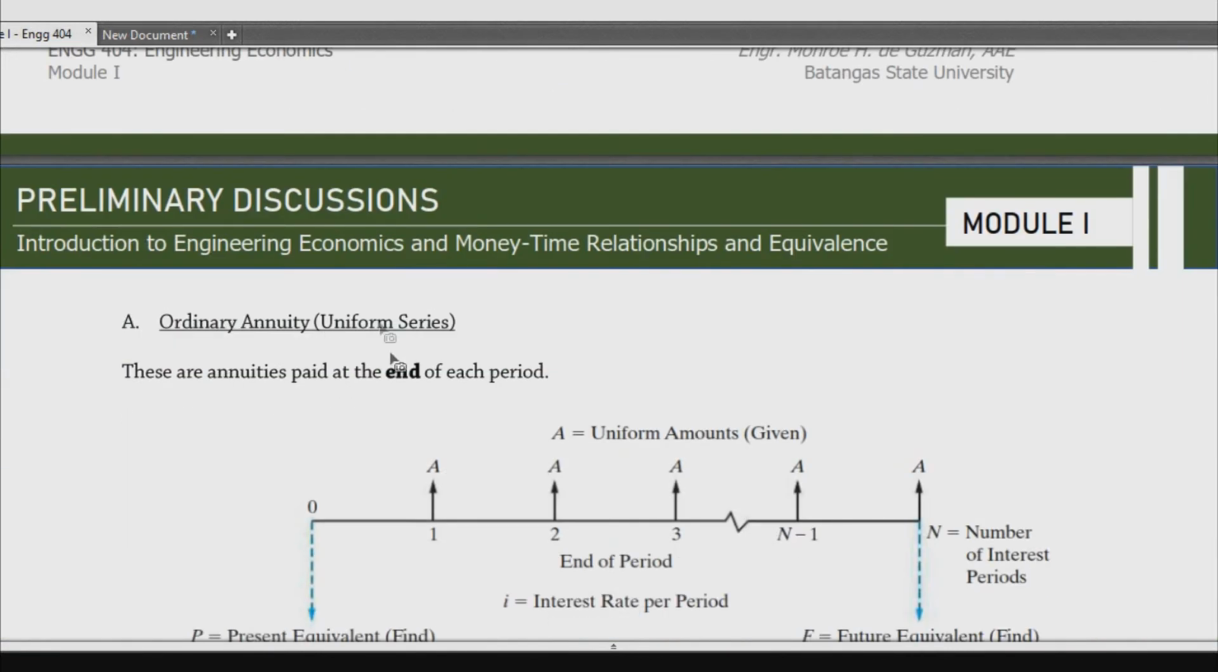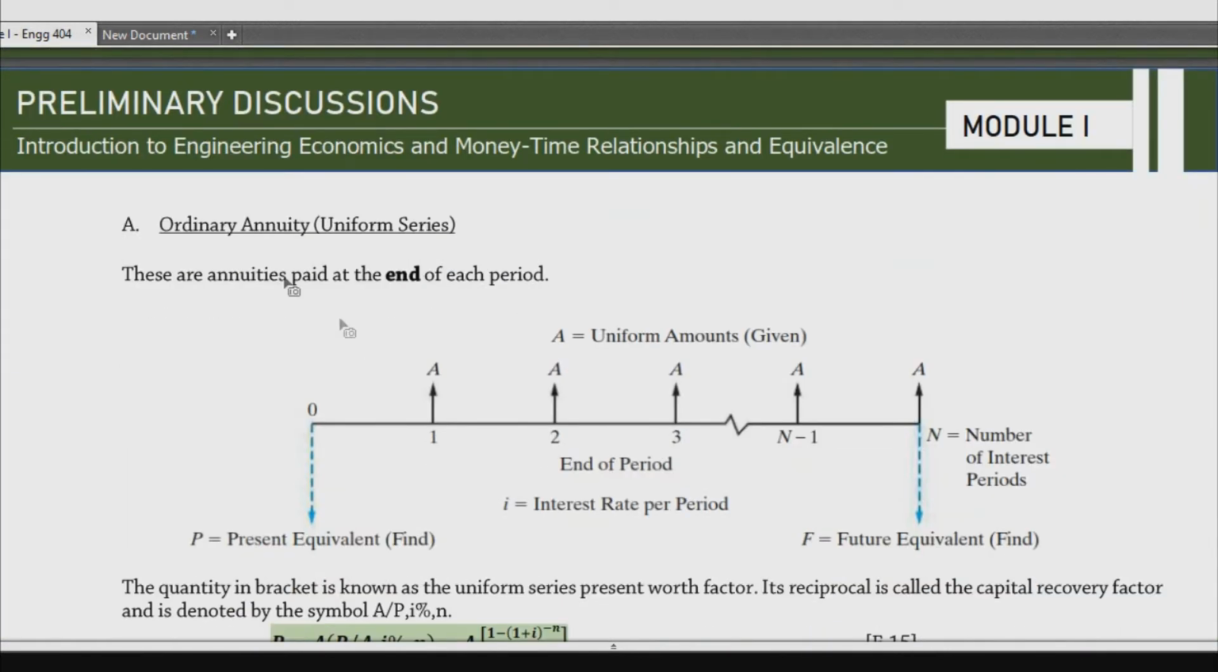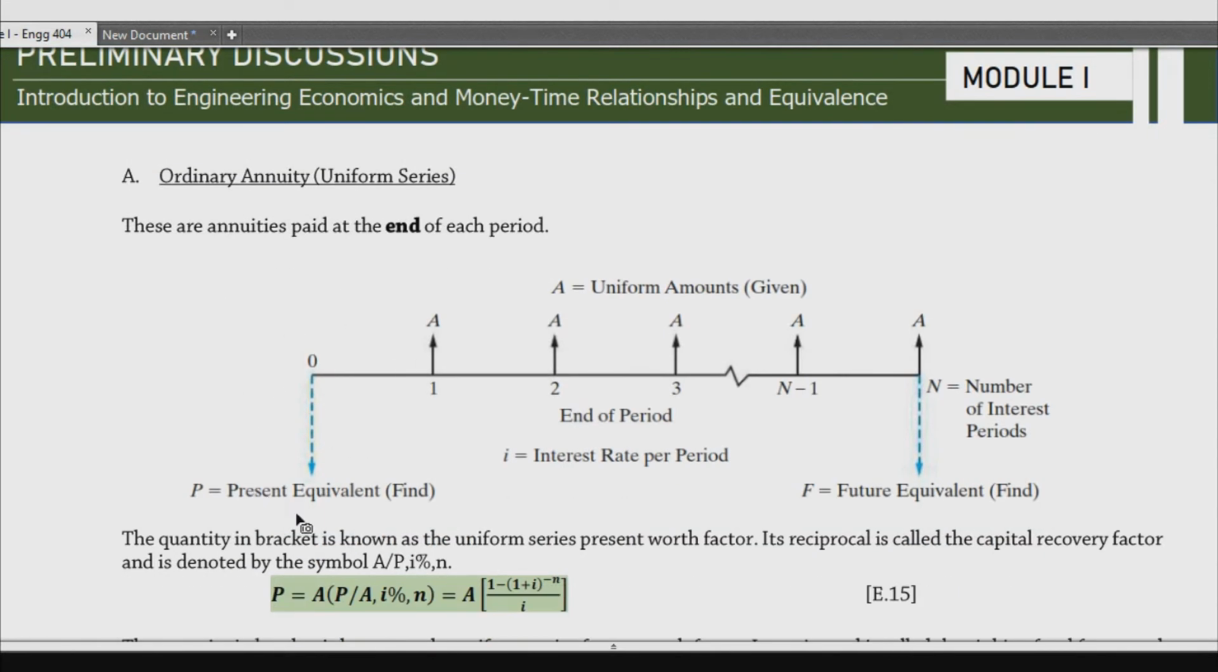So, the first one is your ordinary annuity or the uniform series. The annuities paid at the end of each period. So, for example, you have this present equivalent, okay? And then, di ba, umutang ka at a certain amount. So, this is your present value, no? So, you have to pay for that. And then, the first payment should come after the end of your first period.